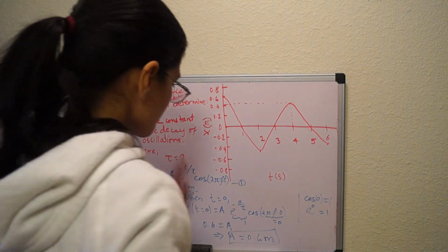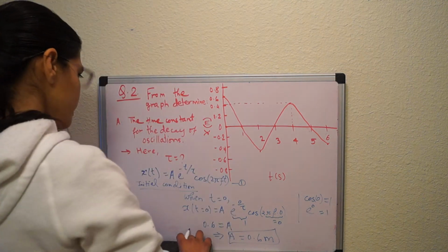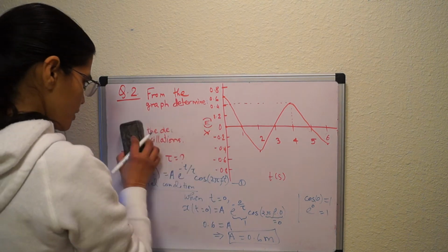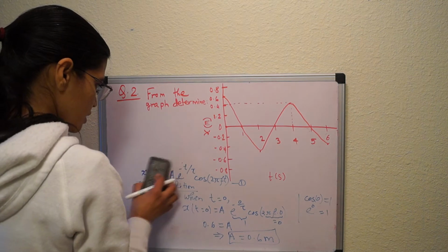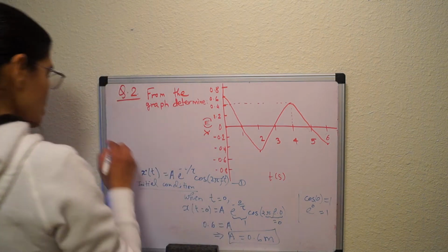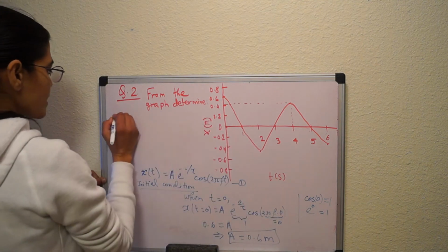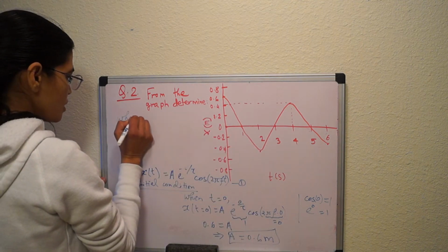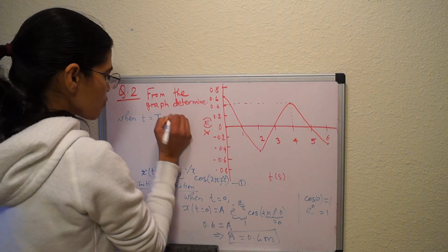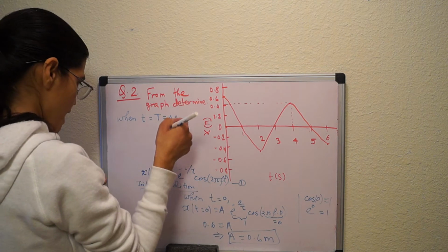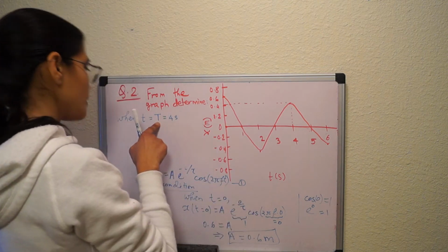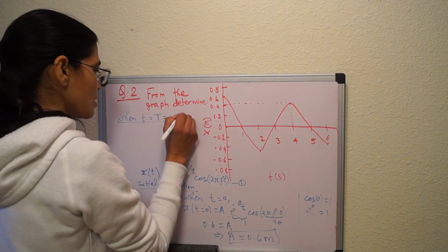We need to find what is the tau, right? So I'm going to erase this part here, because I need more space to work on. Now this was the initial condition, and we found the amplitude. Next, we want to look at when time t equal to the period T, which is 4 seconds. We've determined that in part A. To find the tau, you need the information about the period for this case.